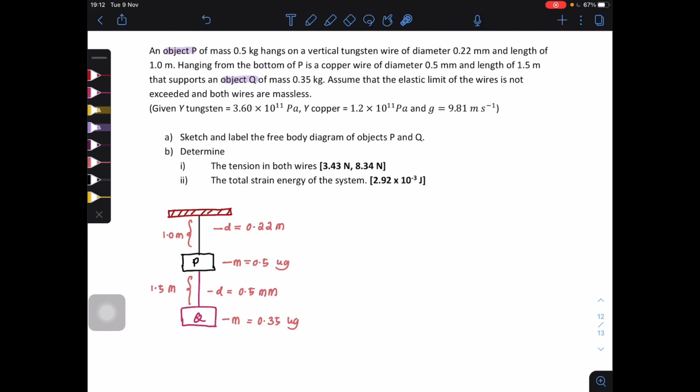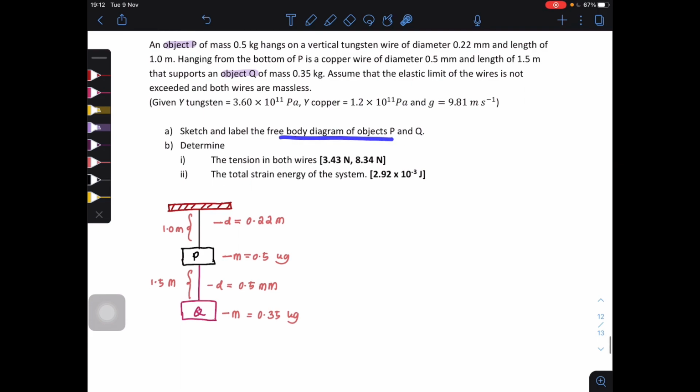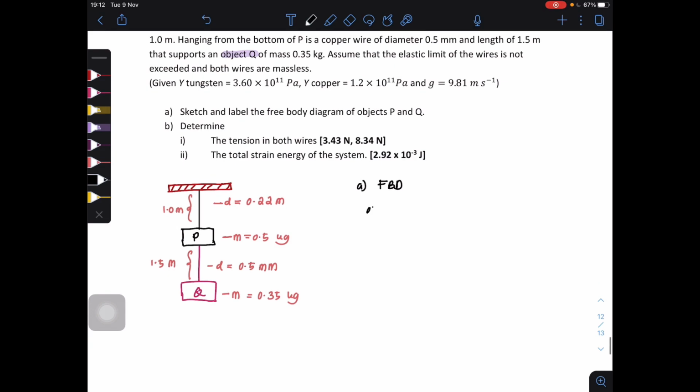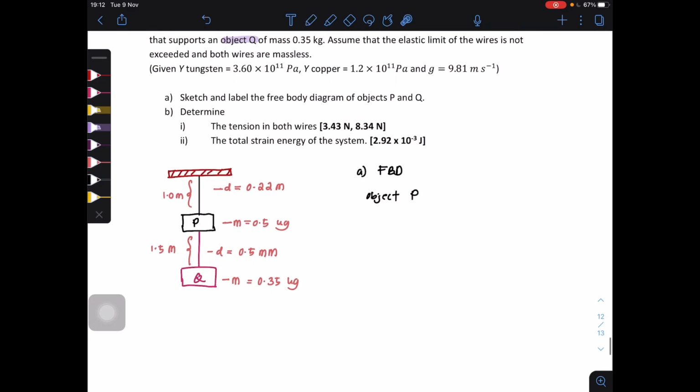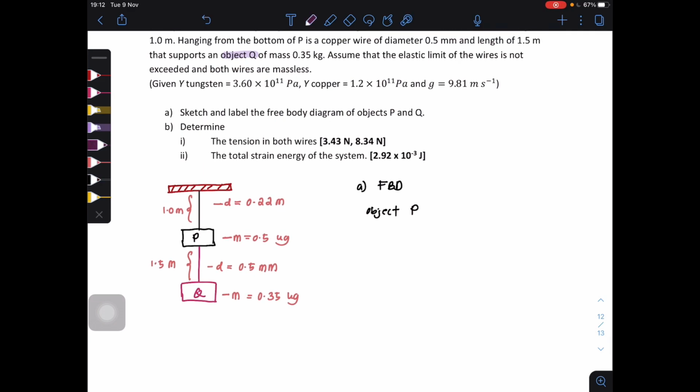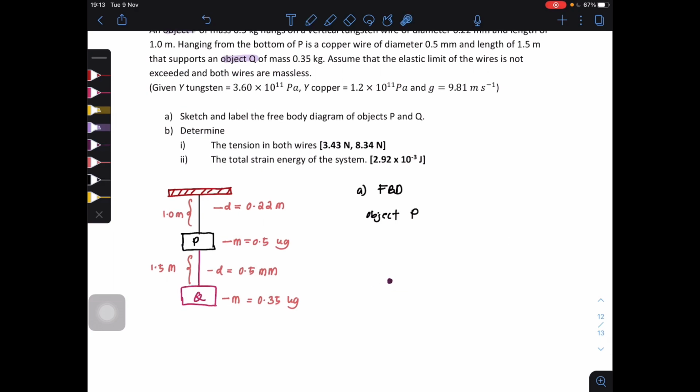Okay, now we want to sketch and label the free body diagrams of object P and Q. So object P here and object Q. Okay, kita label dahulu FBD. First object P. So apabila kita lukis FBD, remember we need to start with a dot. So start dengan dot dahulu. So this dot represents the object.